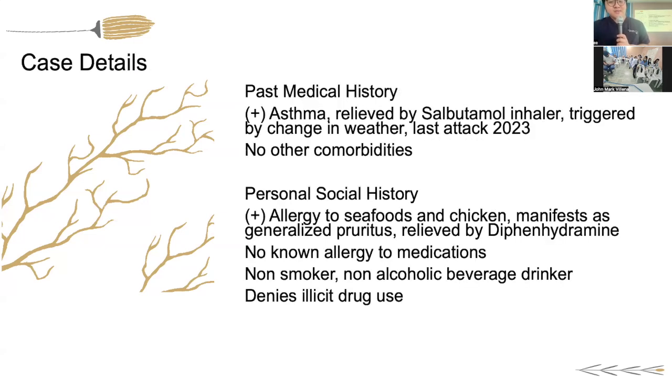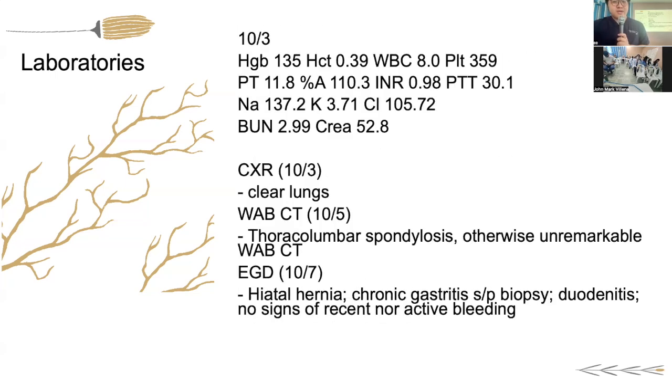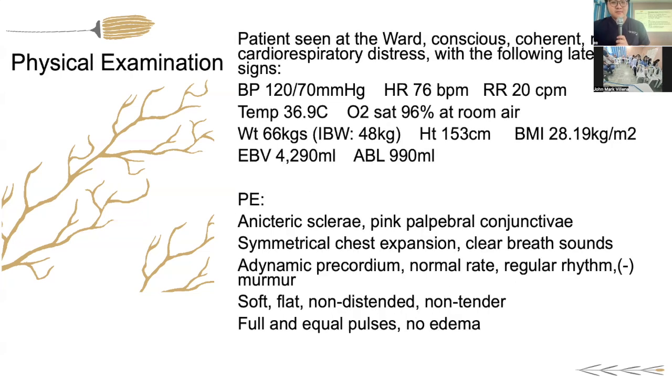So patient is a known asthmatic relieved by salbutamol with no other comorbidities. Patient has allergy to seafoods as well as chicken, non-smoker, and no illicit drug use. For the laboratories, RBT normal, on X-ray, clear lungs. On the CT, it was unremarkable other than the thoracolumbar spondylosis. EGD done showed hiatal hernia, chronic gastritis, as well as pneumonitis.